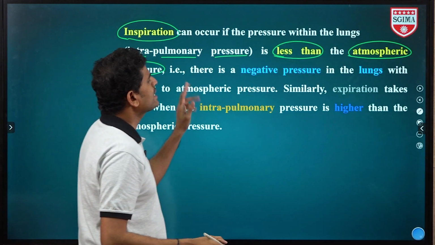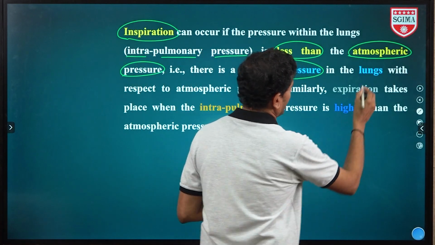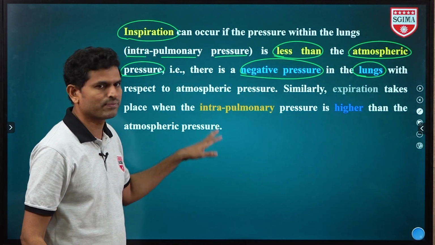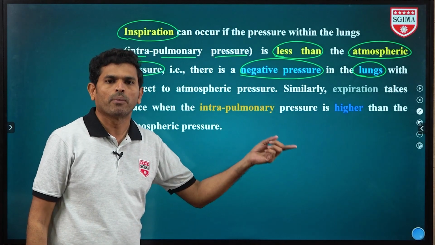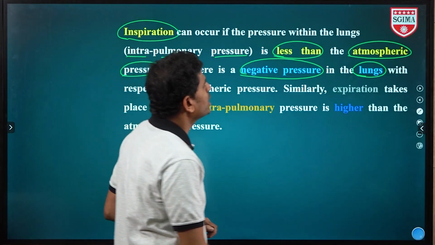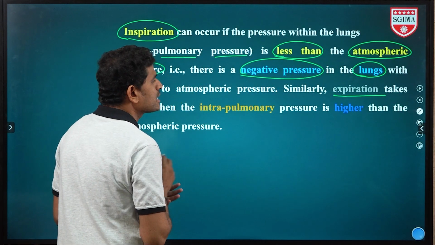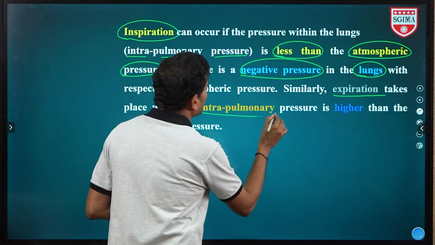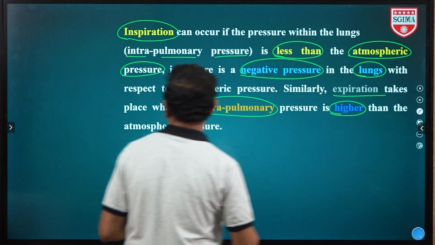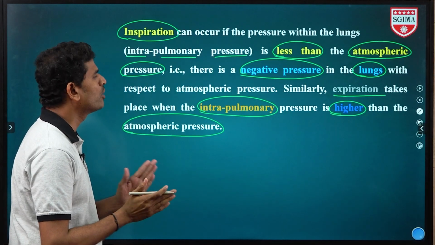That is, there is a negative pressure in the lungs. Negative pressure in the lungs with respect to the atmosphere. बोले तो atmosphere में positive pressure and lungs में negative pressure will be there. So similarly, expiration will take place when intrapulmonary pressure is higher than the atmospheric pressure. So this is compulsory we have to remember.